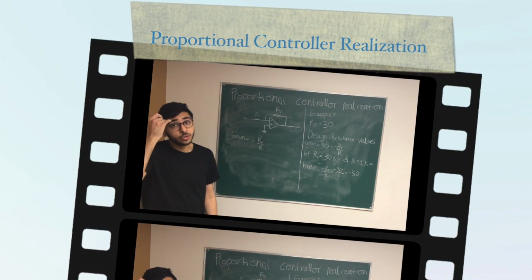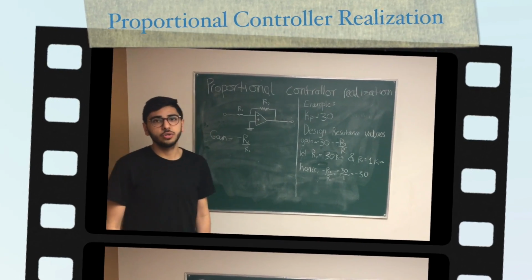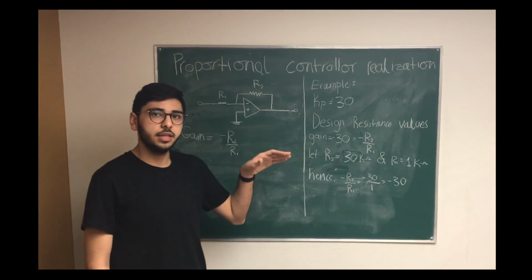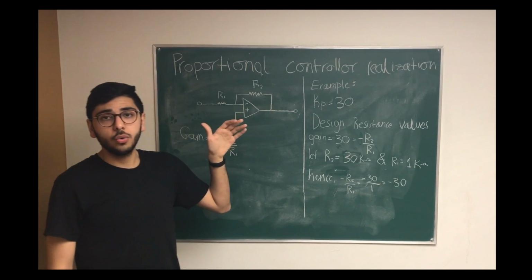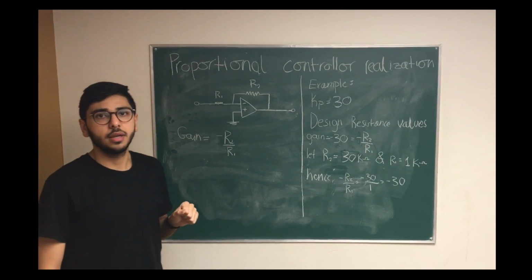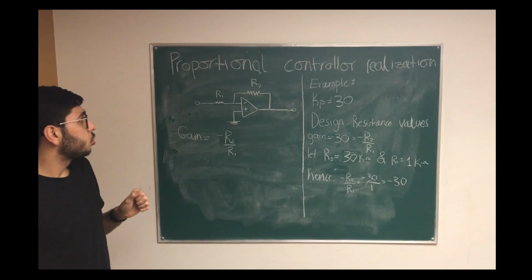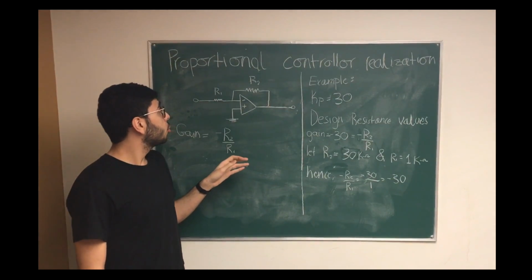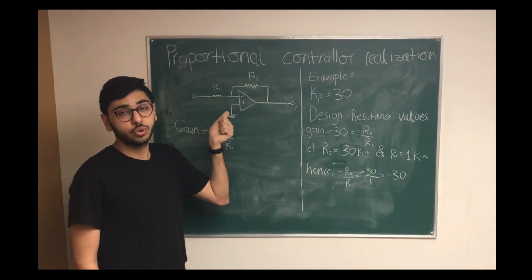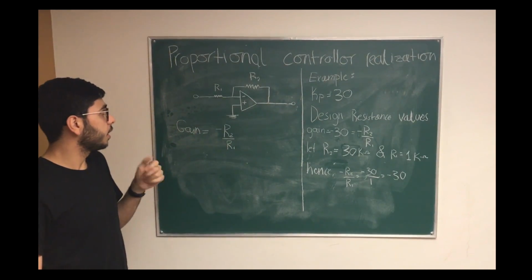So to realize PID controllers, one way of doing this is to realize each part of the controller alone and then summing it all with a summing amplifier. So for this slide, we're going to show you how to design a proportional controller using an inverting op-amp.